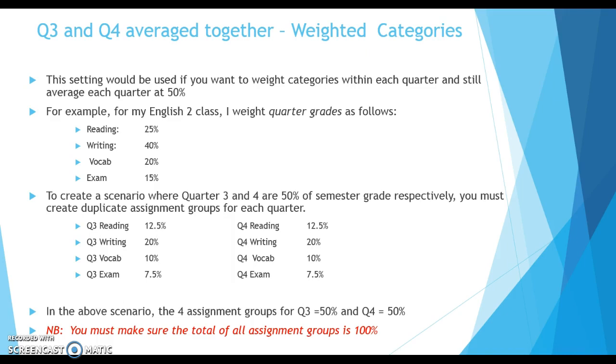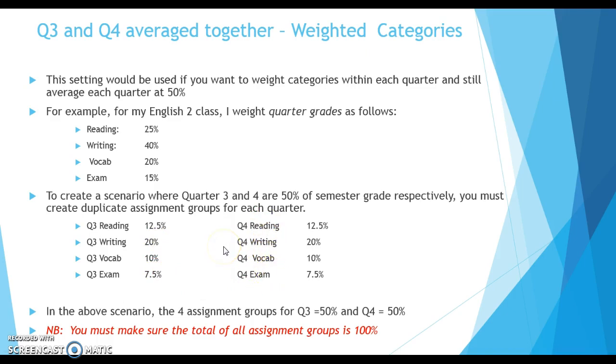But to create this scenario that I outlined above, you essentially need to duplicate your assignment groups for each quarter. And so you notice here I have quarter 3 reading, writing, vocab, and exam, and then quarter 4 reading, writing, vocab, and exam. You might be asking, why is the percentage split in half? Notice that reading was 25%, now it's 12.5%, 40 to 20. And the answer is that the semester grade needs to be calculated on a total of 100%. So if you do the math here, these 4 quarter 3 assignment groups are 50%, and these 4 are 50%.